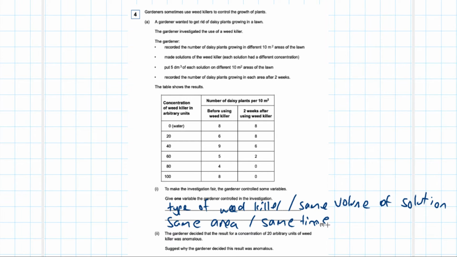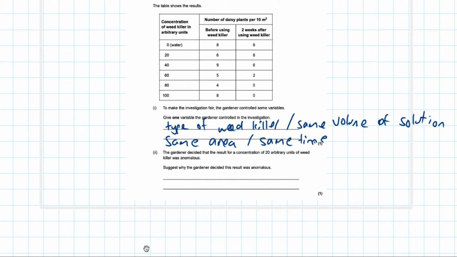You're looking at the solution itself, because the concentration of the weed killer is changing. Okay, so the concentration of the weed killer is changing, but the amount that you're using, remember the difference between the two of them. So you're still going to be using, for example, 5 decimetre cubed on each single one. It's just that some 5 decimetre cubed has more weed killer atoms inside, therefore has a higher concentration. And again, the number of daisy plants is not kept consistent. You can see 8, 6, 9, 5, 4, 8, so don't use that as one of your variables. Well, that would be incorrect.